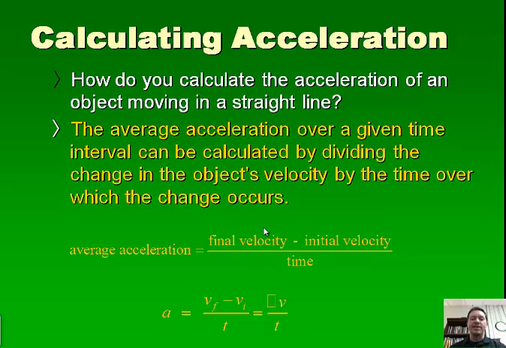This simplifies down to change of velocity, and we've got a symbol that's missing here, so we've got a delta. We use the Greek letter delta to indicate that there's change occurring. So change of velocity divided by time, and sometimes we put a delta in front of t as well, because sometimes we have to figure out how much time it takes, so we might have a delta t here as well, just to indicate that time changed too.